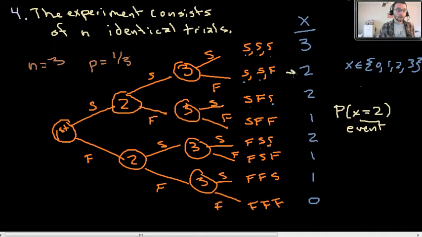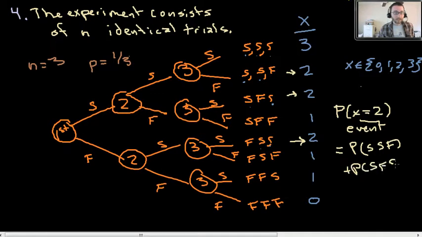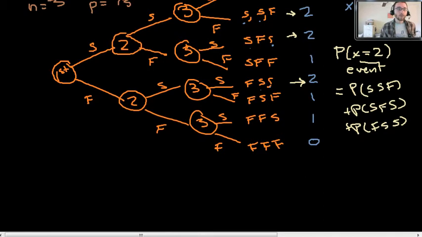There's one right here. There's one right here. And there's one right here, right? And so we're going to need to take the probability of each of these outcomes and add them together. That's how we get this, right? So the probability that x equals 2 is going to be the probability of SSF plus the probability of SFS plus the probability of FSS, okay? And so we need to find those probabilities. The way to do that, the way we've done that before, is to just travel along the tree and to think about it intuitively as we go along.